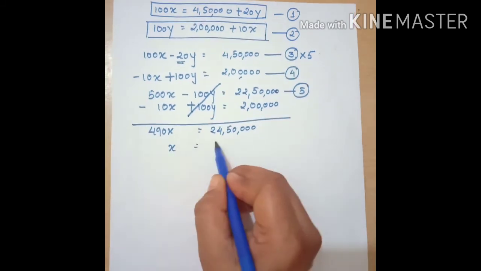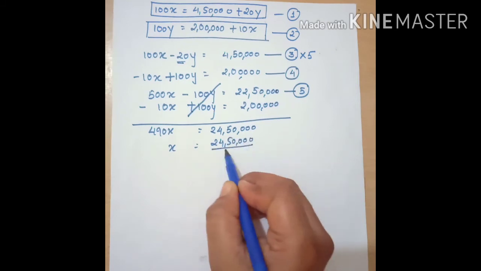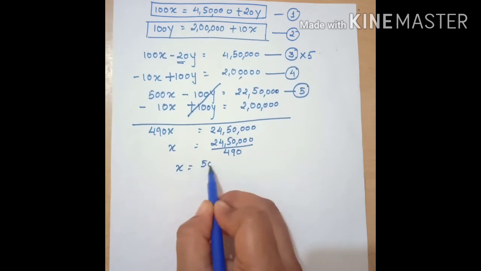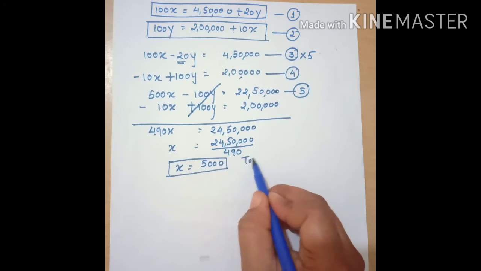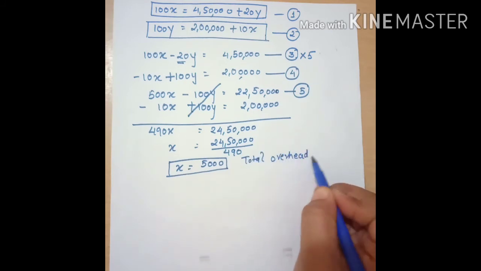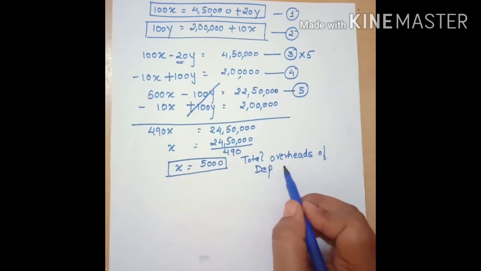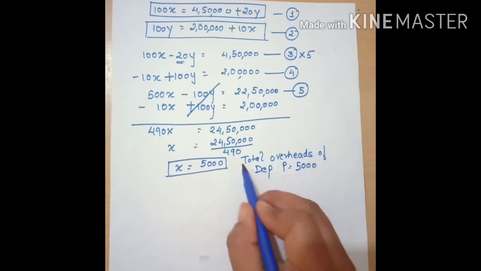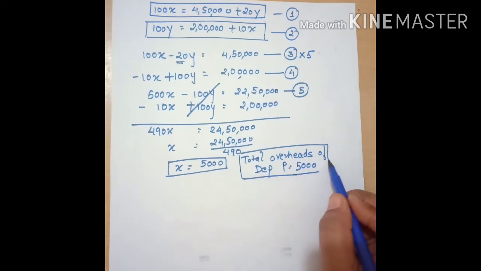So X is equal to 24,50,000 divided by 490. So what will you get? X is equal to 5,000. It means the total overheads of department P is equal to 5,000.